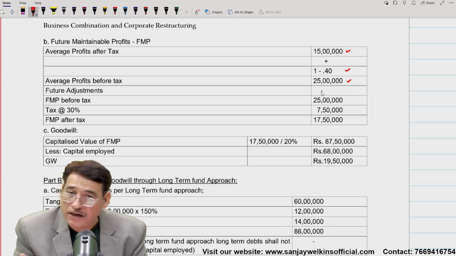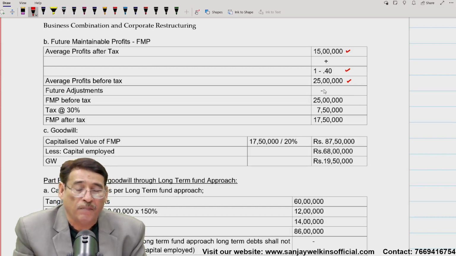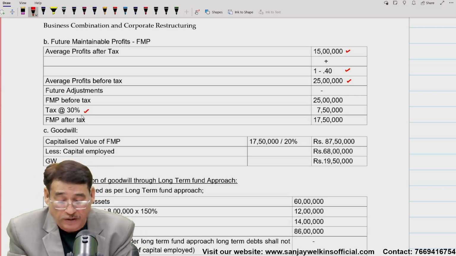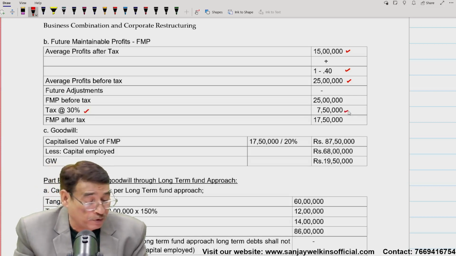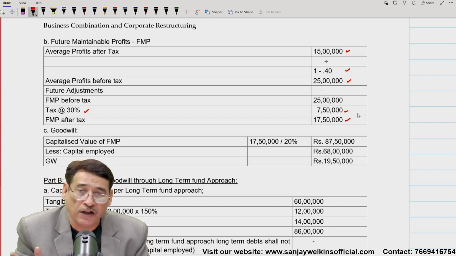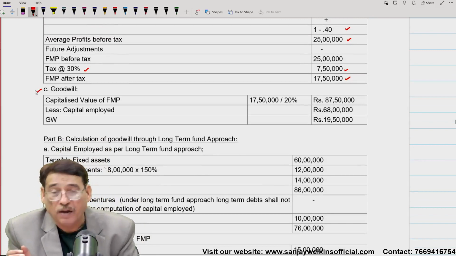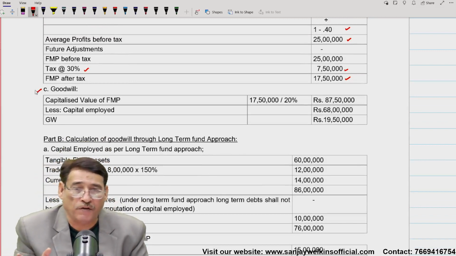So I need not do anything here, but these will be considered as future maintainable profit before tax, because the tax rate in future will be 30%. So I will take 30% of 25 lakh, and future maintainable profit after tax will be equal to 17 lakh 50,000. Now we can find out the amount of goodwill, because years of purchase is not given in this question.